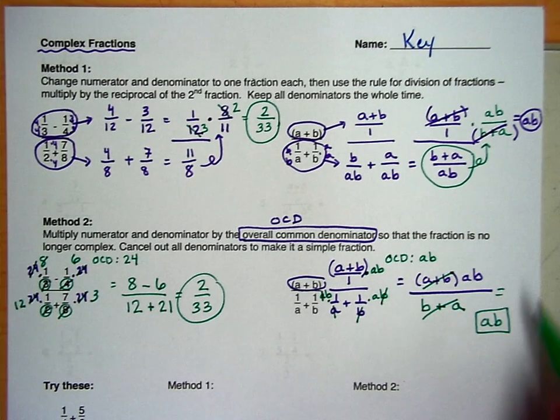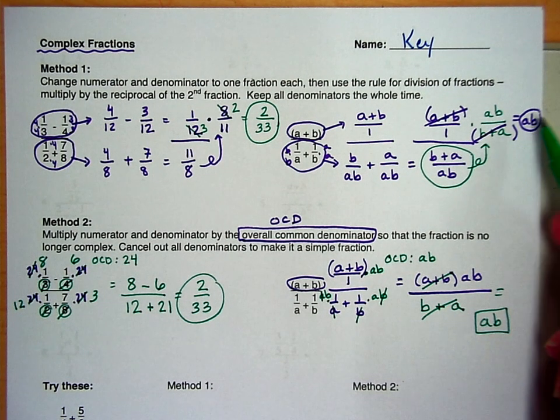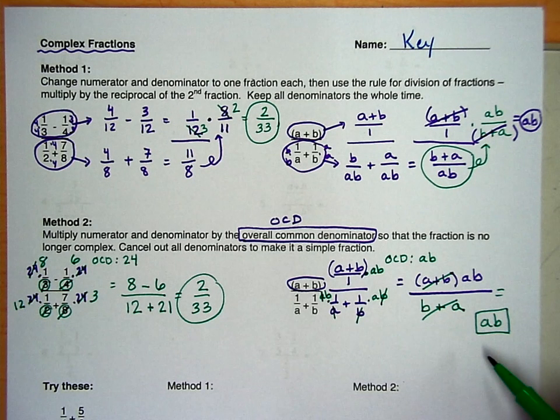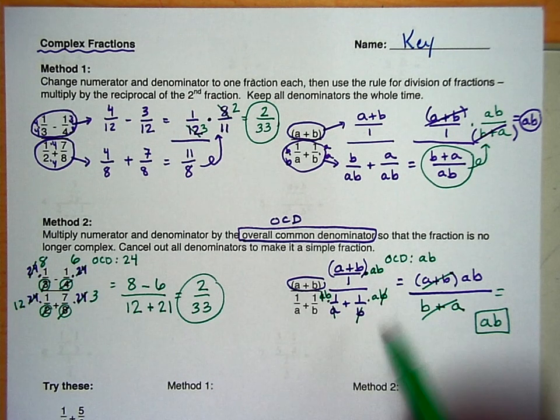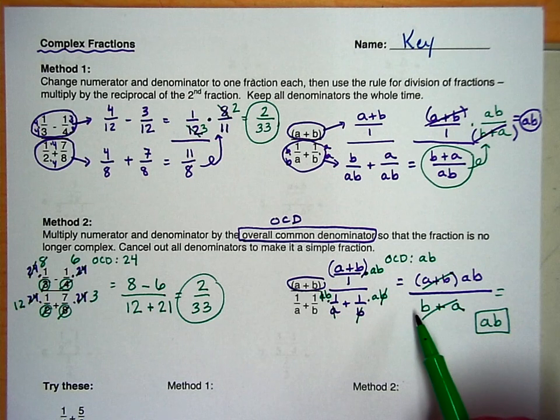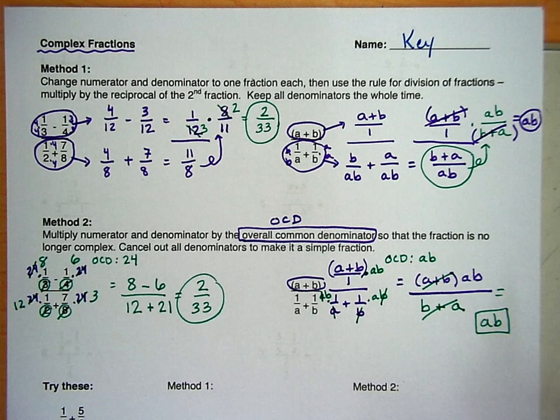Okay, so again, you're going to get the same answer that you noticed for this one up here. AB, same answer, but it's just a different way to go about getting it, right? Using that OCD to cancel stuff out instead of the others. So again, this is up to you how you want to try it.